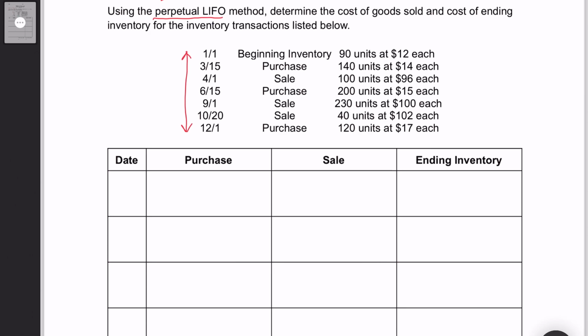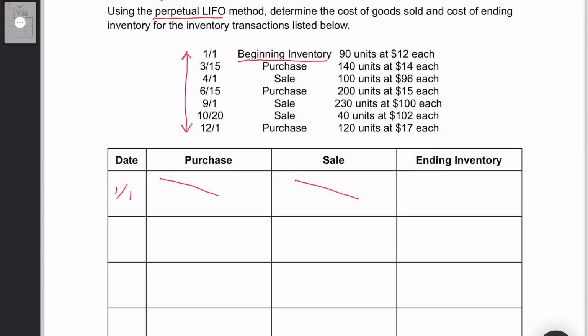The first one that I'm going to have is my beginning inventory. This is what starts us off. So our date here is going to be 1/1. I'm going to put a slash through the boxes that we're not going to use. So for this one, since it's our beginning inventory, it wasn't part of a current purchase or a sale. It just lets us know where we're starting from. So we are going to have 90 units at $12 each.